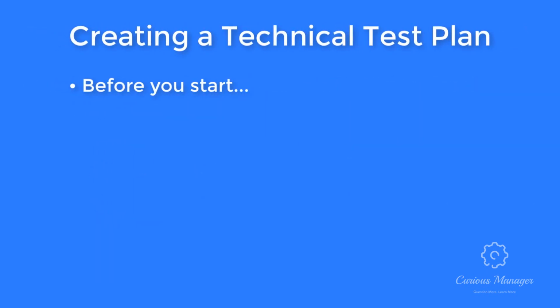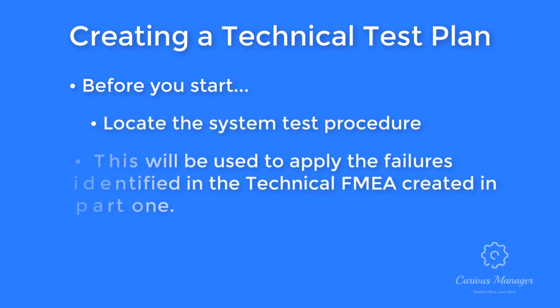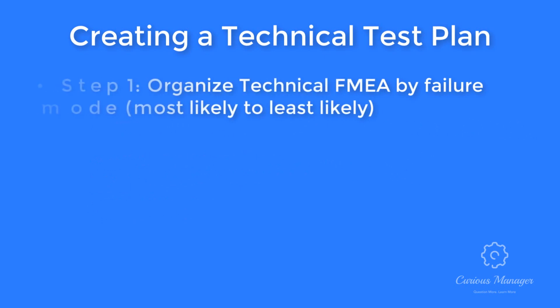Before starting, you need to identify the testing methods that are used in isolating the system faults. This will be used during this process to apply identified failure modes and validate the test being used. In step 1, the technical FMEA is organized by failure mode. Don't forget that the failure modes should be organized from most likely to least likely, as this will determine the order of fault isolation used in your fault isolation procedures that are completed later in this process.